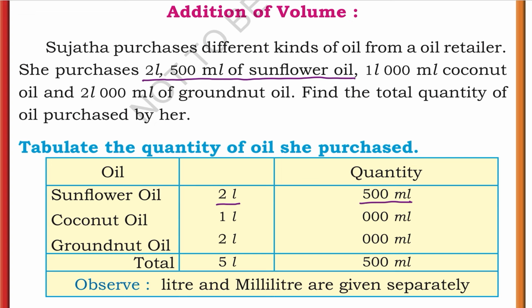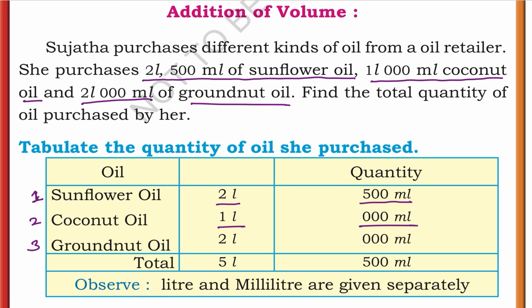This is the first given data, number 1. Then 1 liter 0 milliliter of coconut oil. This is the second given data in the question. 1 liter 0 milliliter, and then 2 liter 0 milliliter of groundnut oil. This is the third data. Whatever data is given in the question, you please note it down first.